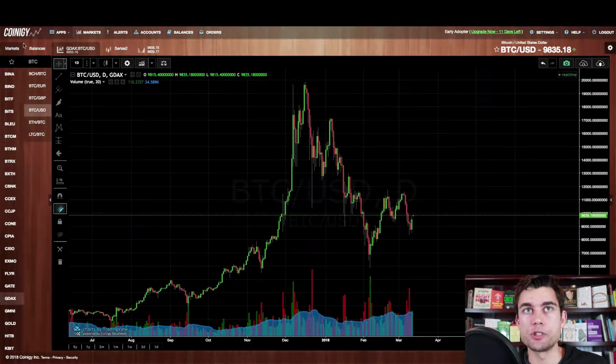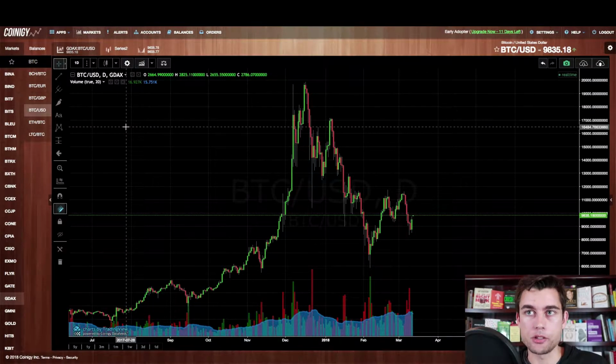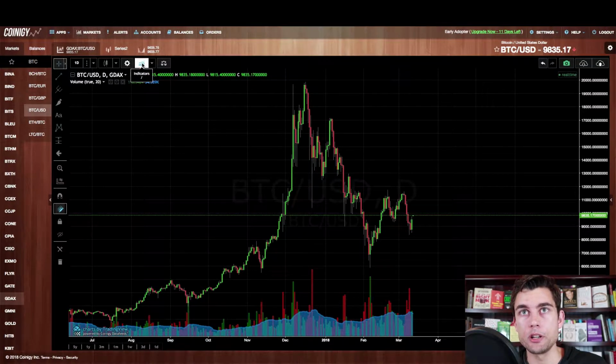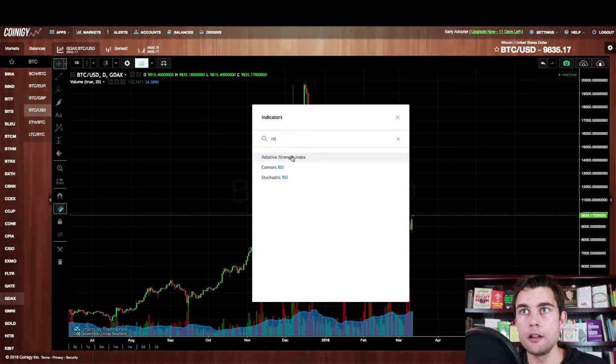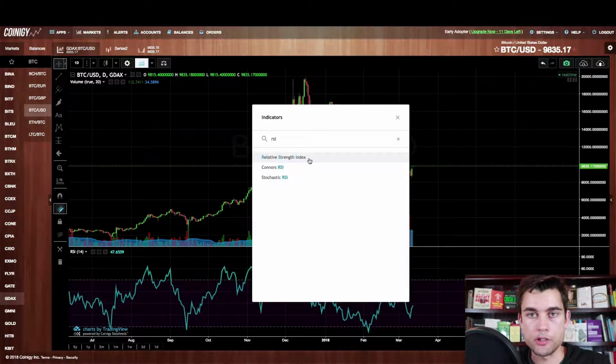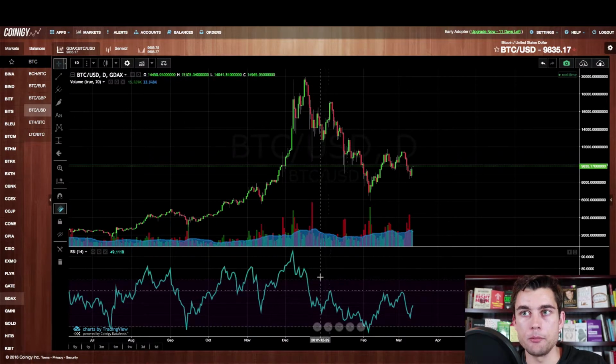As you can see, I'm using Cointracking. This is the trading software I use. To get the RSI, the Relative Strength Index, on the chart, you just simply go to indicators, and then you just type in here RSI, and Relative Strength Index comes up. No matter whether you use Cointracking or TradingView, the same thing happens. And you can see that when I clicked that, this came up down here.